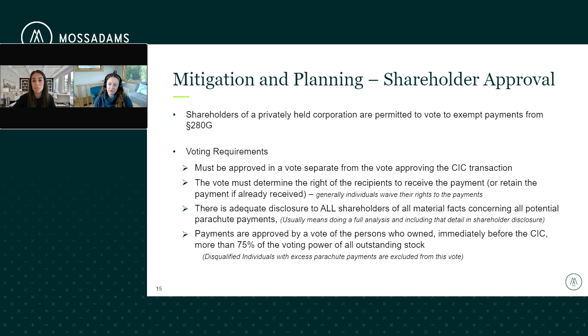And we have seen scenarios where there might be a majority shareholder that is also a disqualified individual. I've seen one where it was a CEO that felt it was very important that the other executives got their approval. And so he basically gave up his rights and gave up his payments so that he wouldn't be one of those with excess parachute payments, and so that he could be part of that vote to approve the payments. So there is some planning that you can do around that.